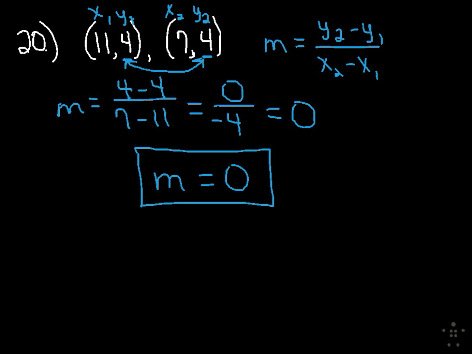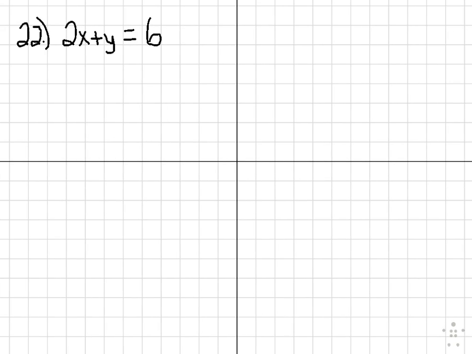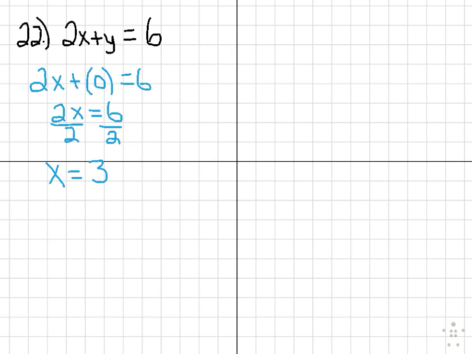Moving on to question number 22. 22 says, state the x and y intercepts and the slope of each equation, and then graph the equation. So let's find the x and y intercepts first. In order to do that, we let the y be 0 to find the x-intercept. So 2x is equal to 6. Divide both sides by 2. So x is equal to 3. So my x-intercept is 3, 0. So notice this thing is 1, 2, 3. It crosses right there at 3, 0.